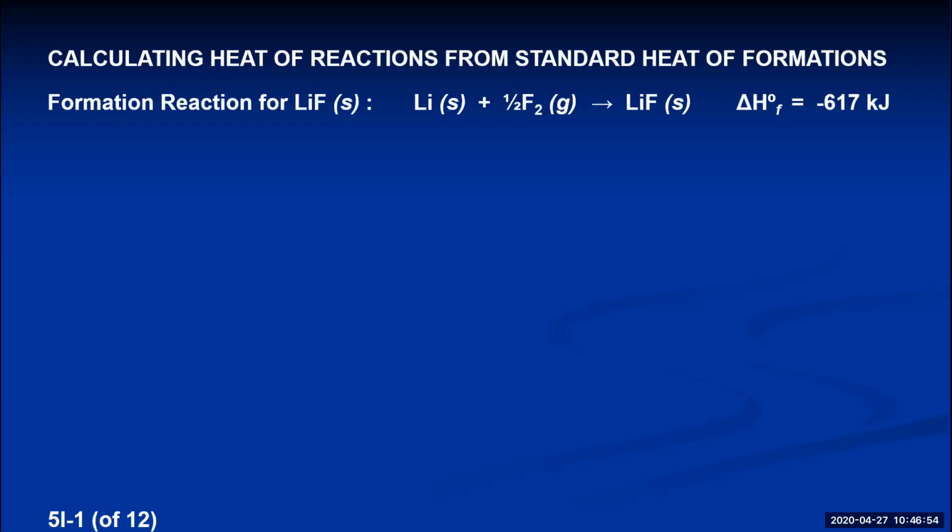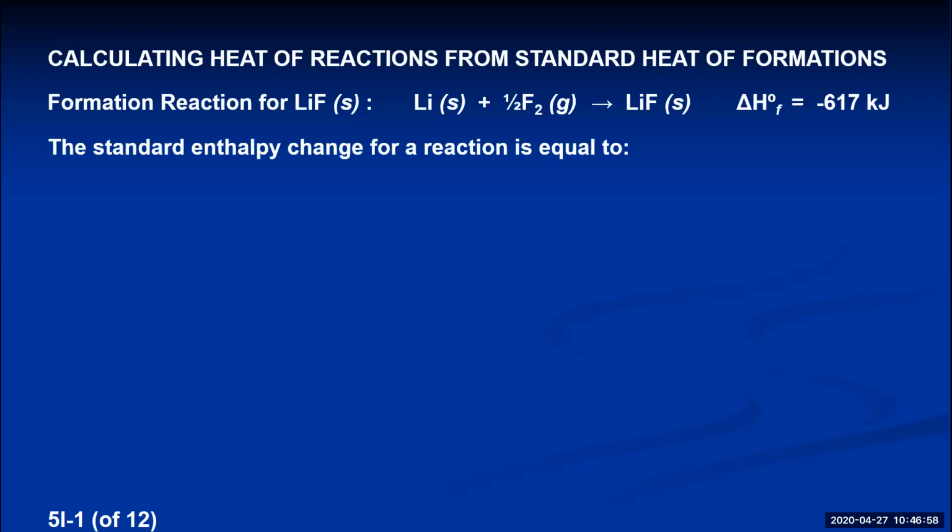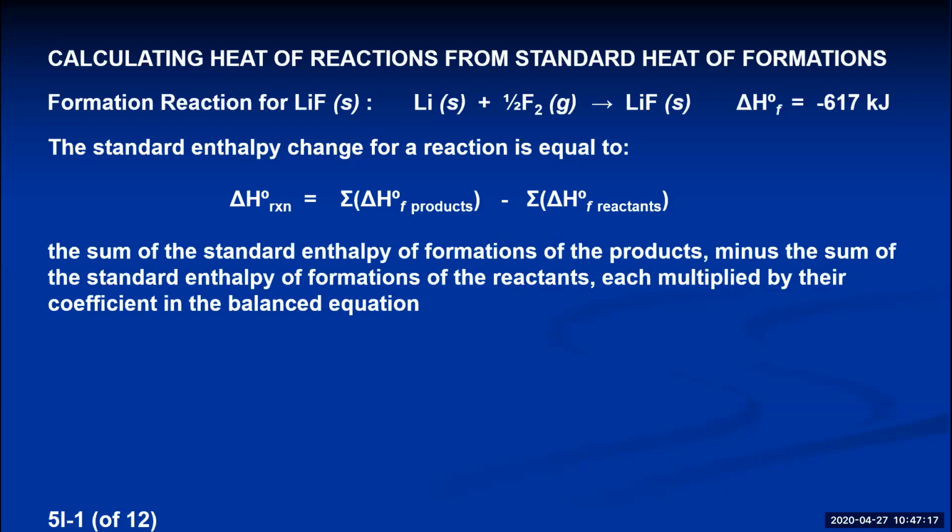Well, with all those standard heat of formations listed, here's how we're going to wind up using them. The standard enthalpy change for a chemical reaction will always equal the sum of all the standard heat of formations of the products in your chemical reaction minus the sum of all the standard heat of formations of your reactants in the balanced equation. Writing this out in one sentence, the sum of the standard enthalpy of formations of the products minus the sum of the standard enthalpy of formations of the reactants, each multiplied by their coefficient in the balanced equation, will always equal the standard enthalpy change for a given chemical reaction. And we're going to try a few examples of that today.